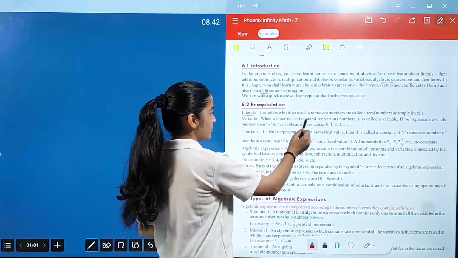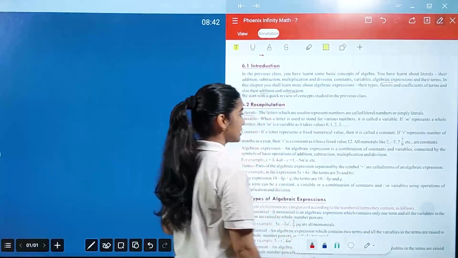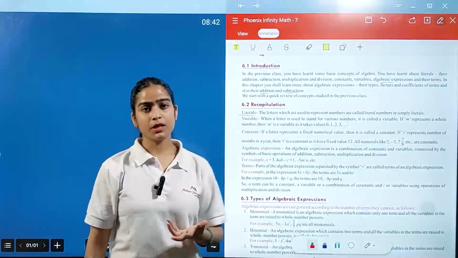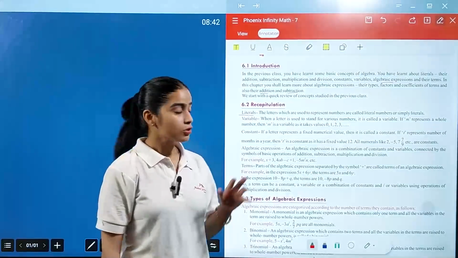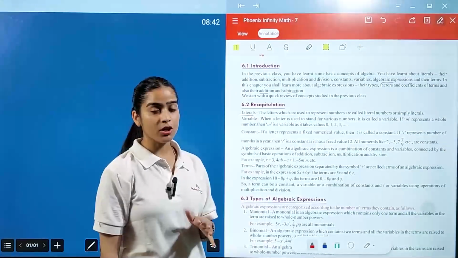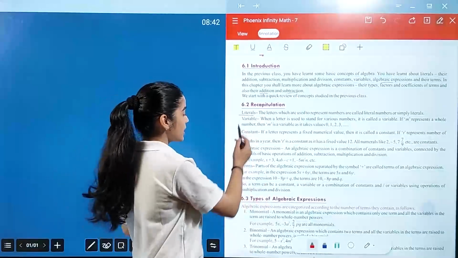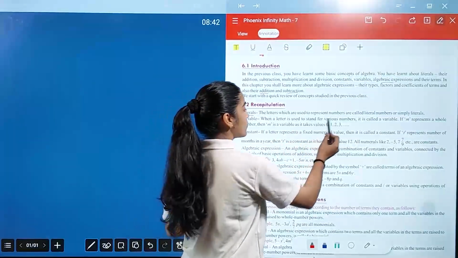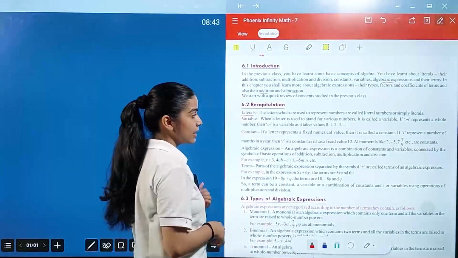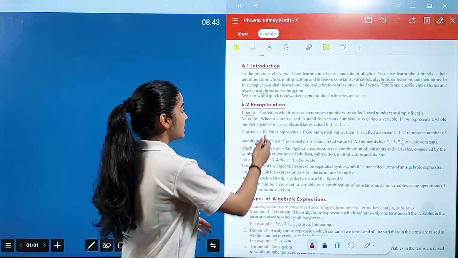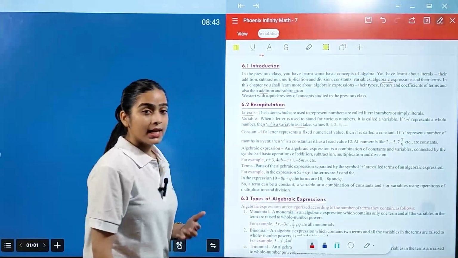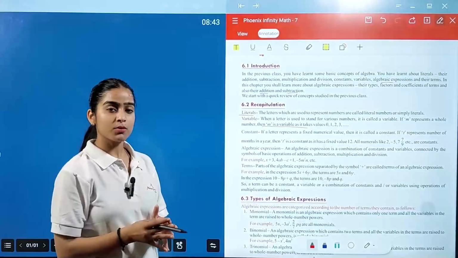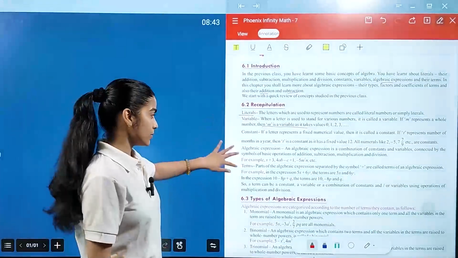The letters which are used to represent numbers are called literals. So algebraic expressions means we have alphabets in our mathematical world. The alphabets we are using are called literals. Next we have variables. When a letter is used to stand for various numbers, it is called a variable. If m represents a whole number, then m is a variable as it takes the values 0, 1, 2, 3. It means that in your algebraic expressions, the numbers you are using are your variables.